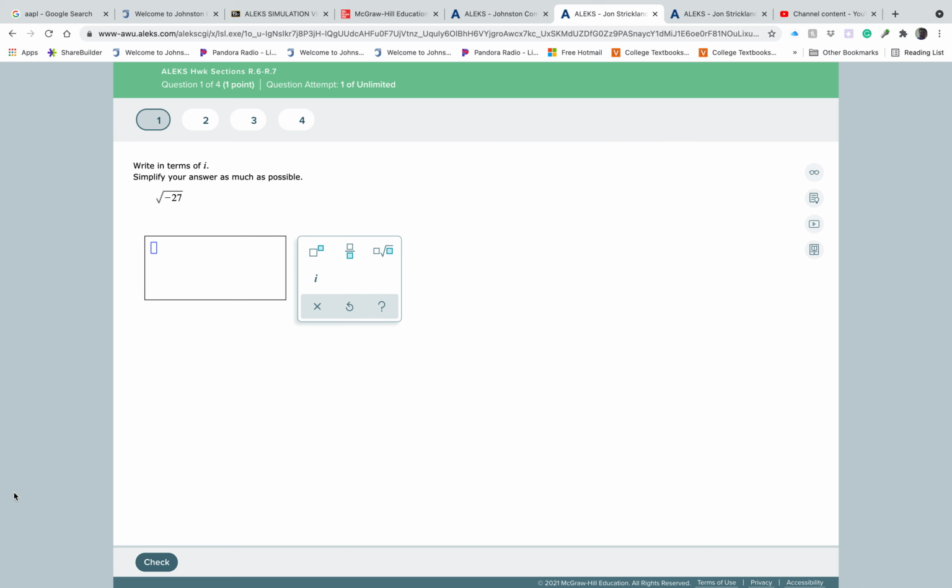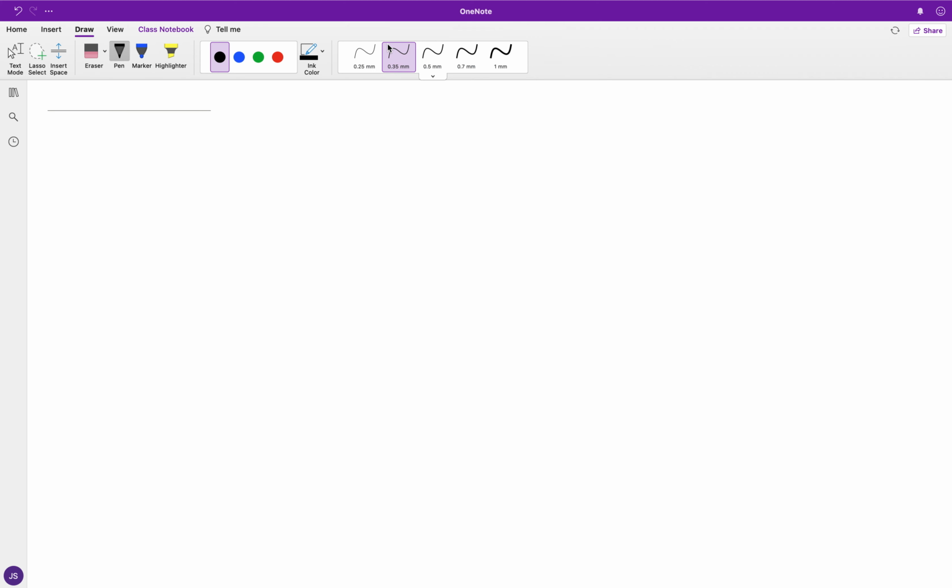Okay, for the first item, we're looking at the square root of negative 27, and it says to write in terms of i. If we look at simplifying, in the case of the square root of negative 27, we have the negative of 27, and if I factor out negative 1, you have the square root of 27 times the square root of negative 1. And the square root of negative 1 becomes i.